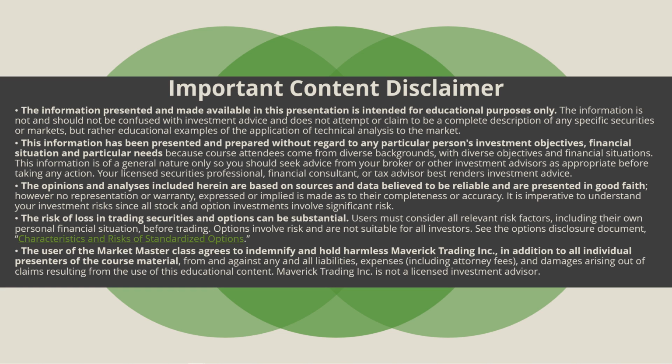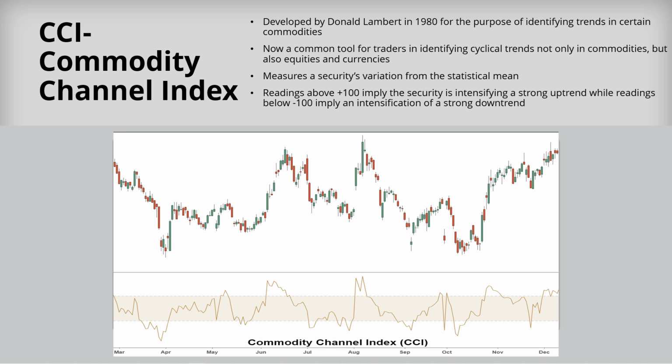So this is one we're actually going to stack on top of the most important thing in the world, which is price action and volume, right? So the CCI, a little bit about it here. It's a common tool for traders in identifying cyclical trends, not only in commodities but also equities and currencies. It measures the security's variation from a statistical mean.